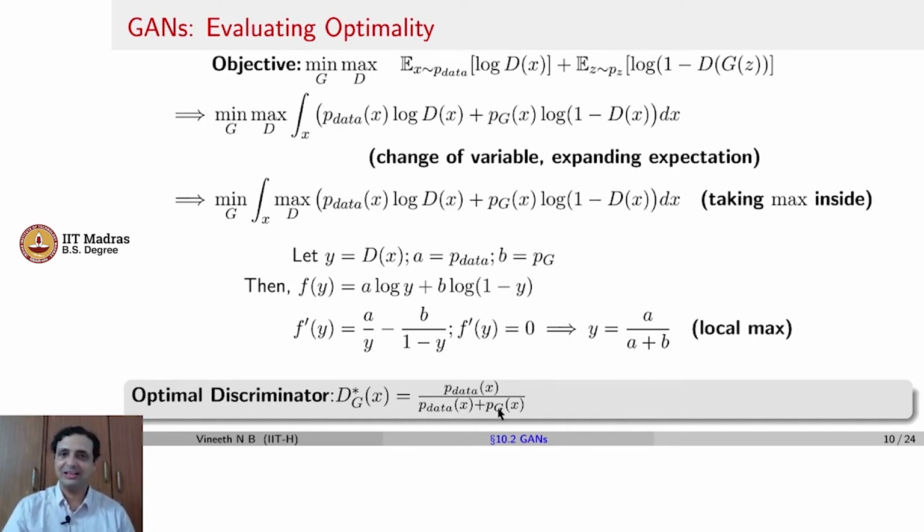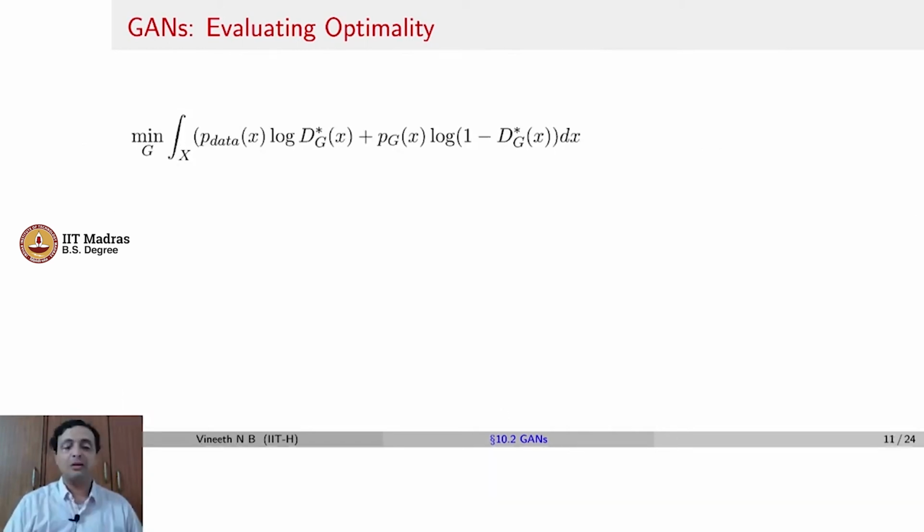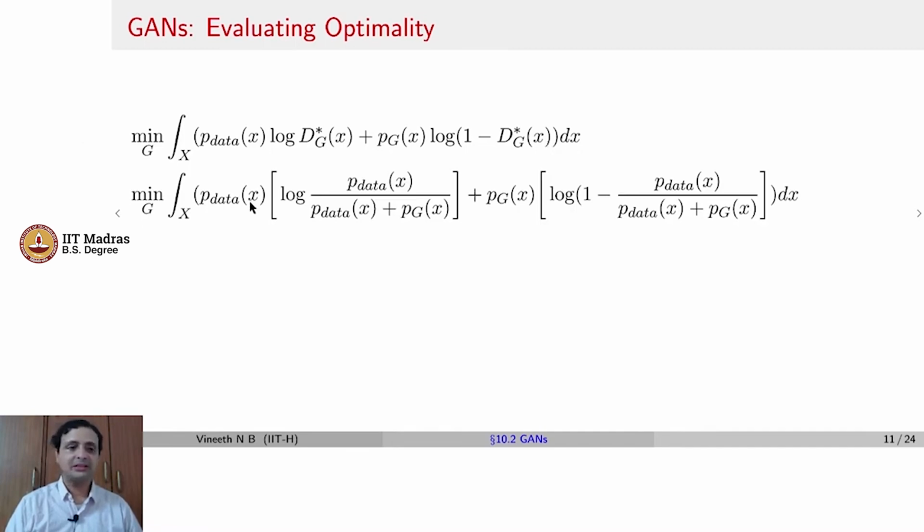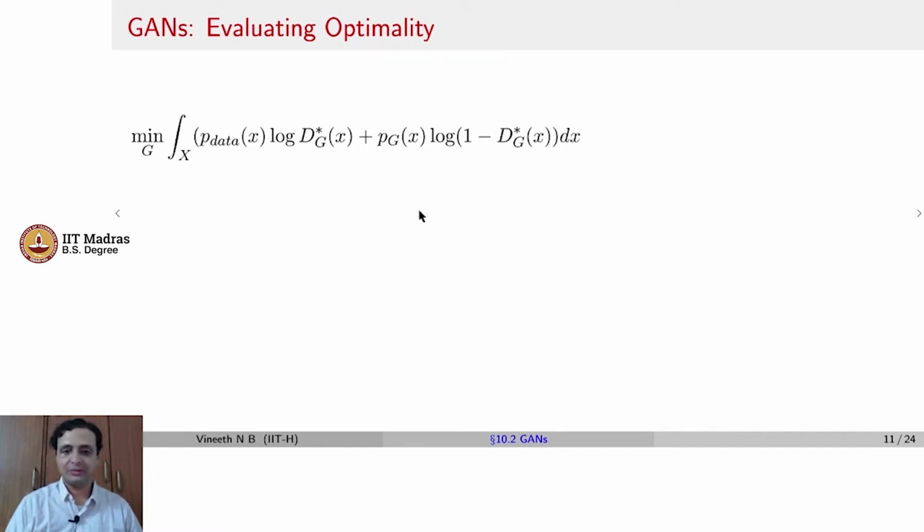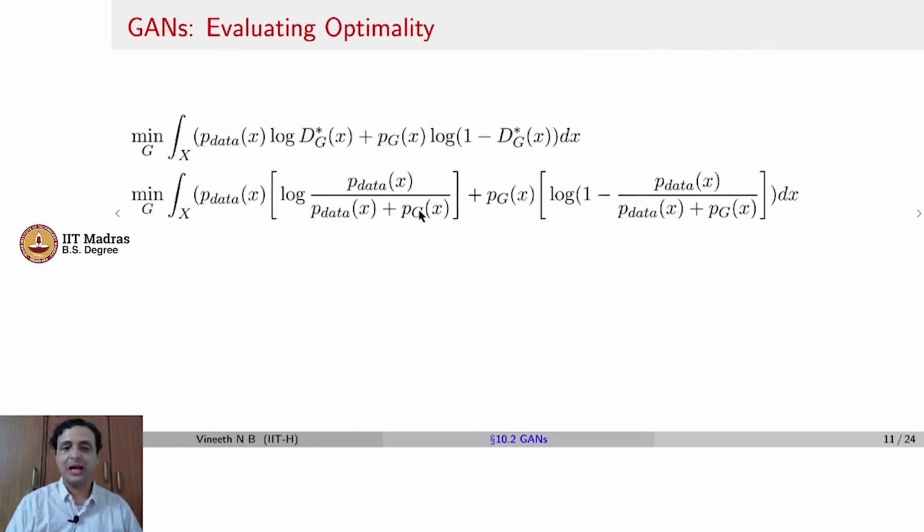That does not end the story for us, because we also have a generator to think about. Let's now look at the generator side of the optimality. So you have min over G of p data x log the optimal discriminator. Let's assume the max over D has been evaluated and we substitute for it inside the integral, plus pg of x log 1 minus D optimal of x dx. This can now be written by replacing the optimal discriminator with p data of x by p data of x plus pg of x, which we got from the previous slide, and we also replace for that in the second term.